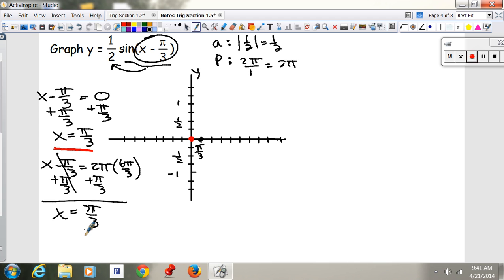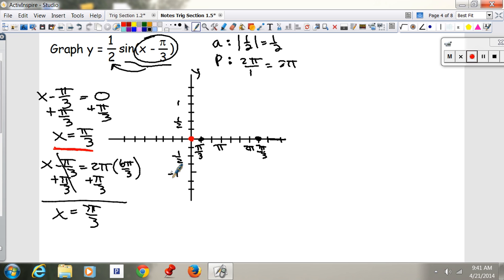So let me see. This would be 1 pi over 3 on my graph. 2 pi over 3 will be the next line. This will be 3 pi over 3, which is pi. 4 pi over 3, 5 pi over 3, 6 pi over 3, which is 2 pi. This will be 7 pi over 3. That's going to be where I end my graph.